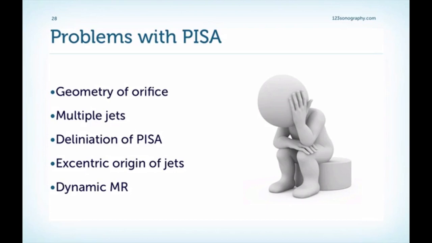The first is that the regurgitant orifice is very rarely round, and it has a different shape than we assume it to be based on the formula. It is not hemispheric, very often it's oval or bizarre shaped. We know that from studies using 3D echocardiography. The second problem is, often do we have multiple jets? How do we account for these? Then, technically it's very difficult often to delineate the PISA. Where is the exact border?